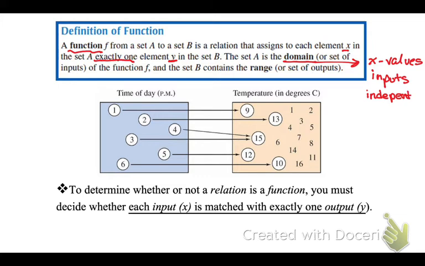Okay. Now, in science, you talk about your independent variable, and it's usually time, right? And things like that. So, X values are inputs or independent, and the domain, the range are the what values? Y values. The Y values. Or the outputs. Or the dependent.